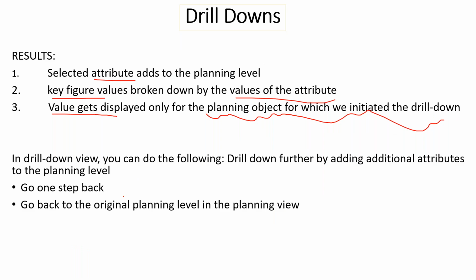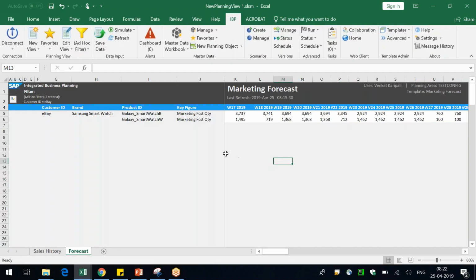So yeah, there are 2 options here: go 1 step back or go back to the initial view. You can go as detailed as possible, and then you can come back step by step, or you can come back to the initial level itself, right? So these are the drill down options that are there.